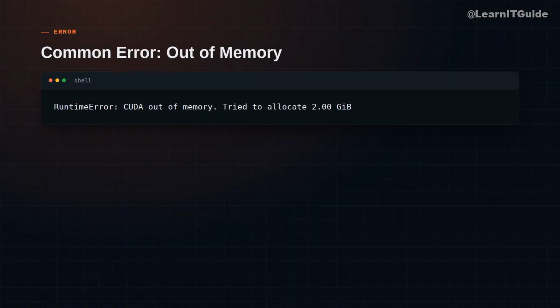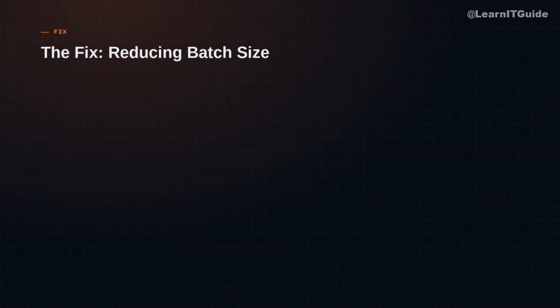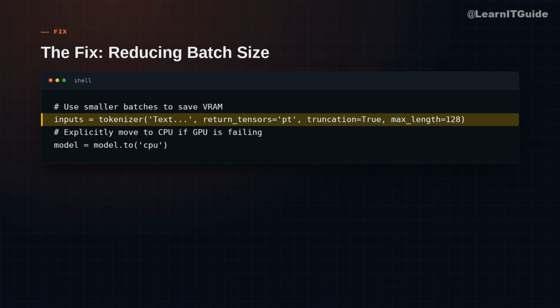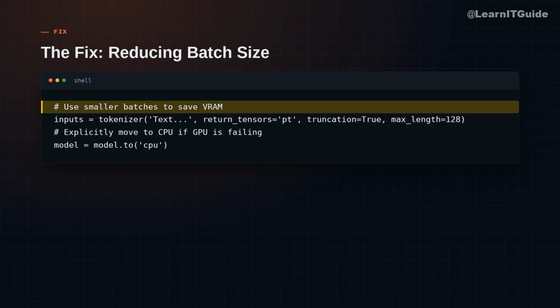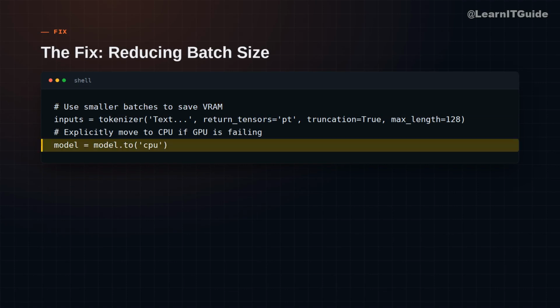Now, let us discuss a common mistake. If you try to run large models on a GPU with insufficient VRAM, you will hit an out-of-memory error. This happens because the attention mechanism creates a massive matrix that grows quadratically with the sequence length. Right? It is not safe to ignore this. The fix is simple. You must truncate your input sequences to a smaller length and lower your batch size. If your GPU is still struggling, you can move the computation back to your CPU. It will be slower, but it will prevent the crash.